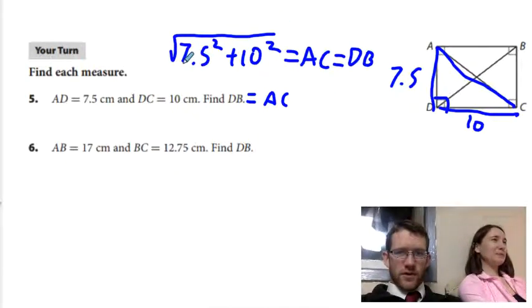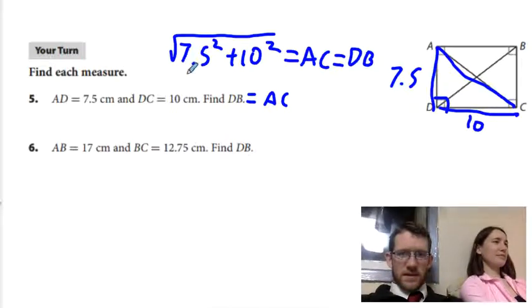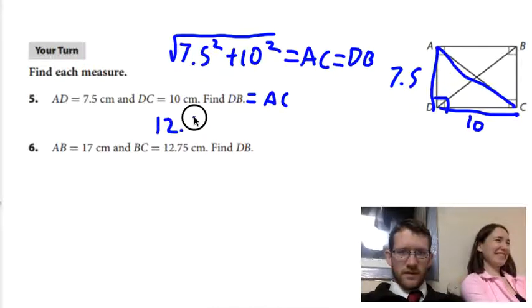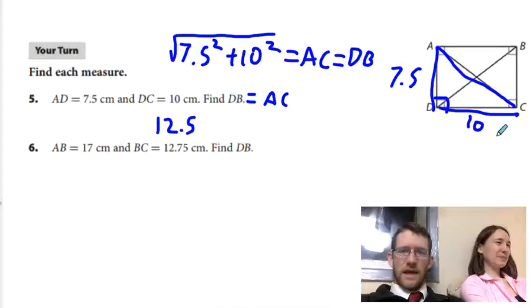Astute readers will notice that this is actually a 3, 4, 5 triangle. This is 3 times 2.5. This is 4 times 2.5. So this is 5 times 2.5. So 5 times 2.5 is what? 12.5. So that's the length from A to C. Or you can work this out on your calculator. Feel free. Okay, we're going to do the next one.